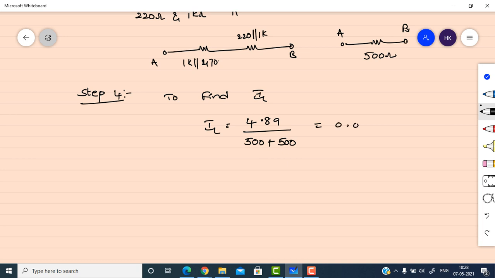You will get 0.00489. This is amperes. So if you convert into milliamperes, it is 4.89 milliamperes.